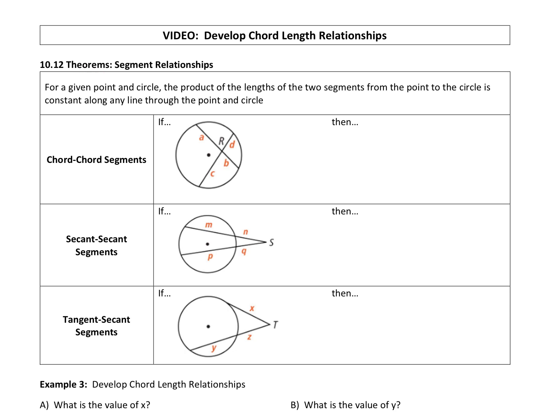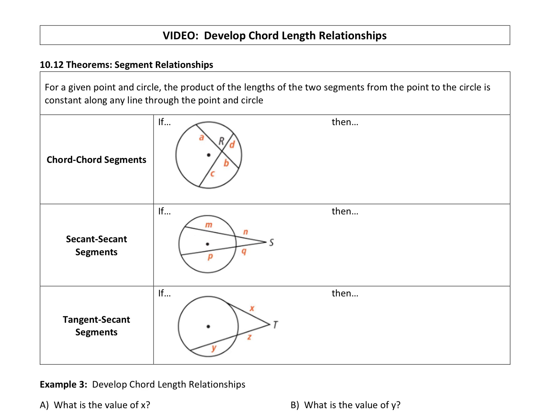Here's our first theorem. For a given point and circle, the product, so product is multiplication, the product of the lengths of the two segments from the point to the circle is constant along any line through the point and circle. All right, so you got that? That is quite wordy. Let's take a look at what that would look like with pictures and make a little bit of sense with that.